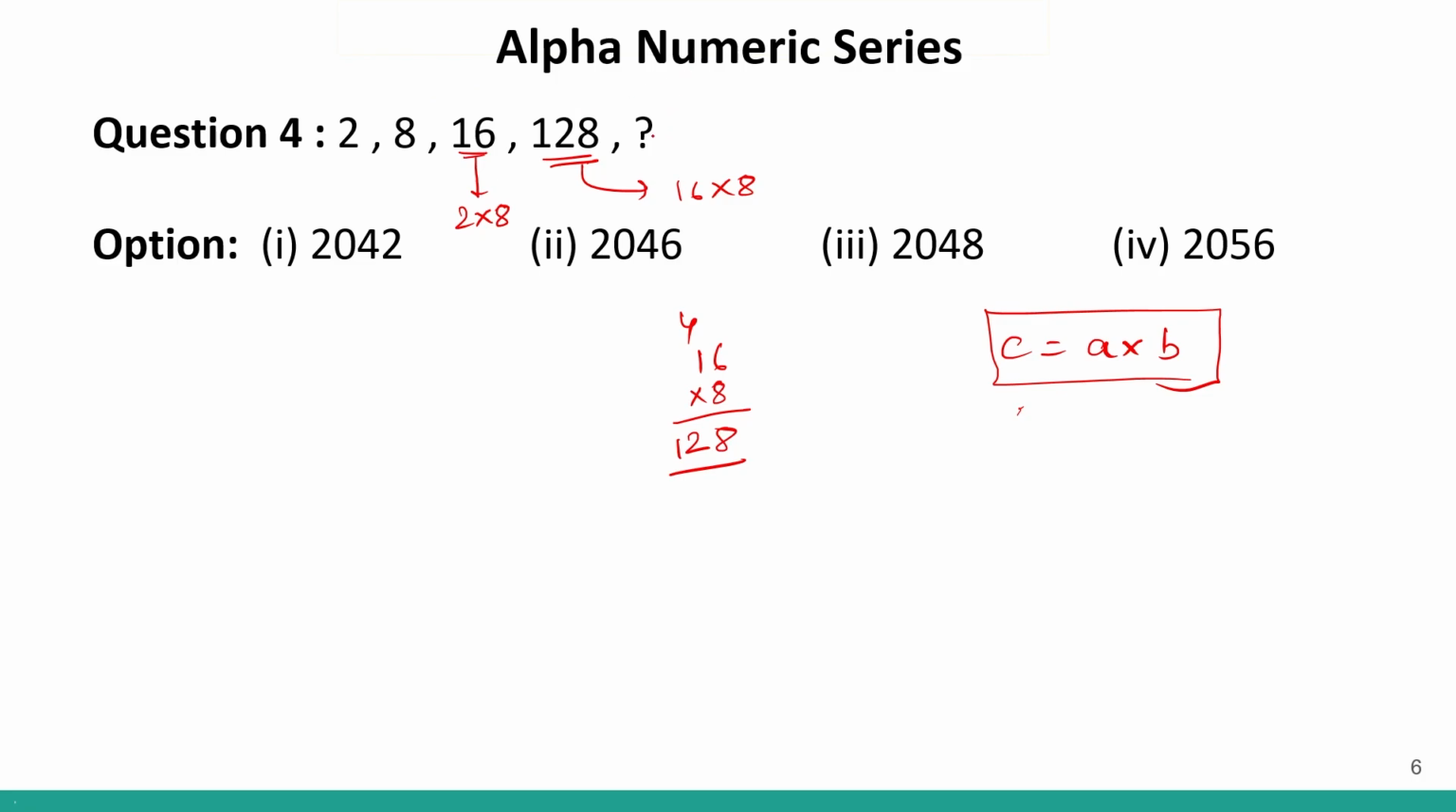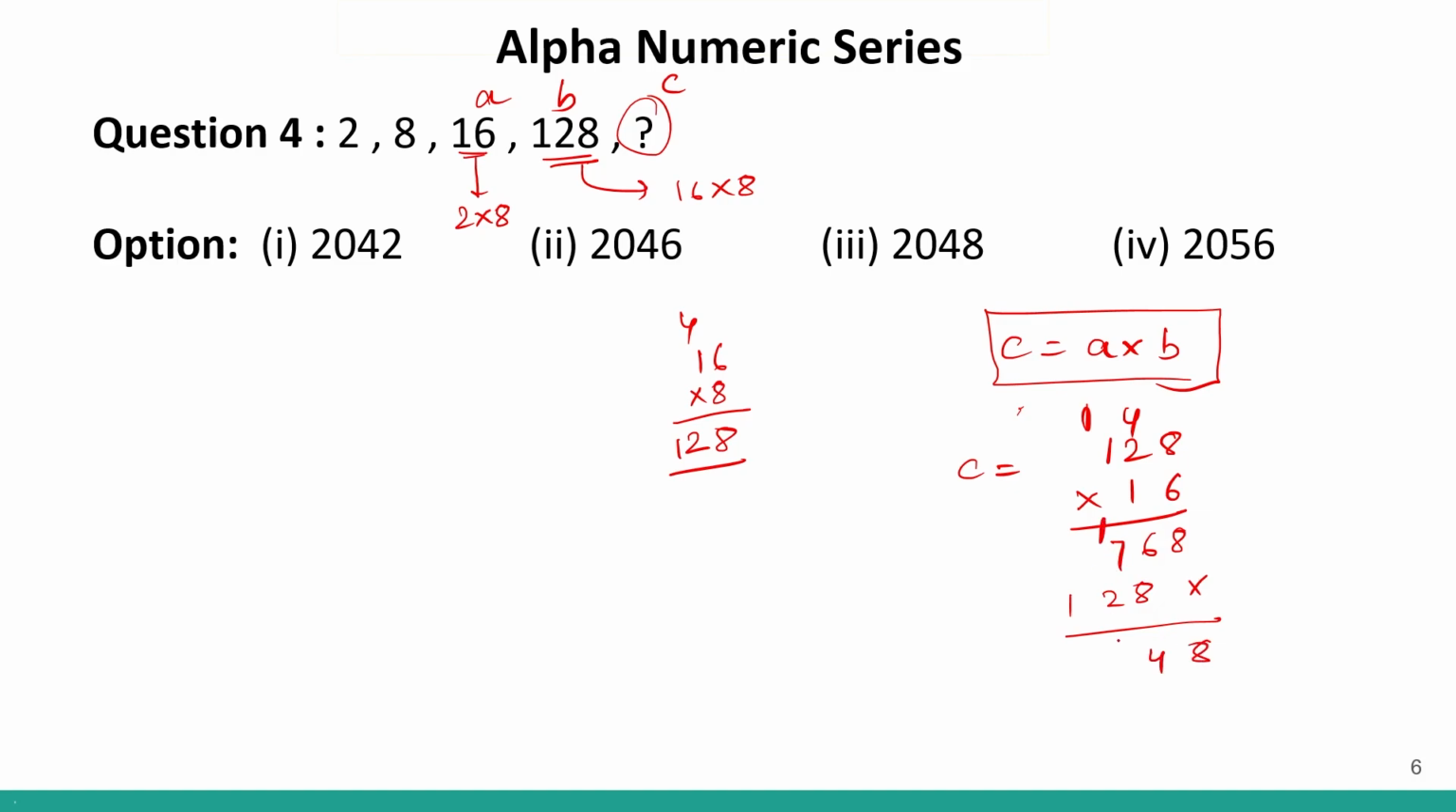So if I assume that this term is C and this is A and this is B, so C will be equal to A into B. So C will be equal to 128 into 16. Correct? 8 into 6 is 48. 4 will be carried. 6 into 2 is 12 plus 4, 16. 6 into 1 is 6 plus 1, 7. So I will get 8, 4.